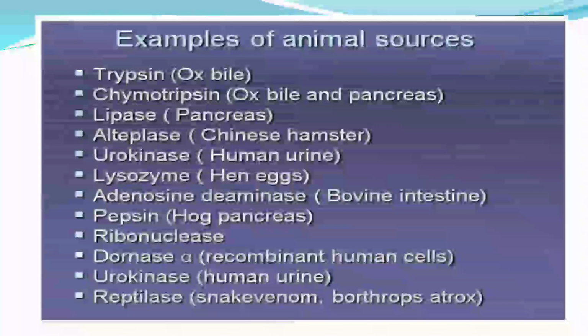Urokinase is extracted from human urine. Lysozyme is from hen eggs. Adenosine deaminase is extracted from the bovine intestine. Pepsin is from the hog pancreas. Then ribonuclease, and dornase alpha, which is extracted from a recombinant human cell. Reptilase is isolated from snake venom, Bothrops atrox. So these are certain pharmaceutical enzymes extracted from animal sources.